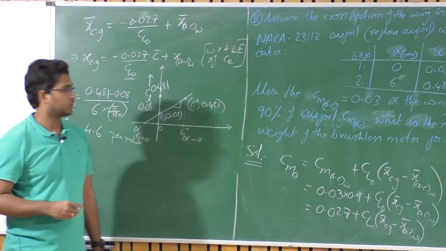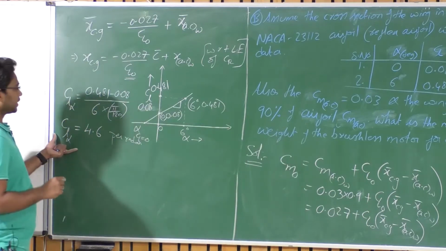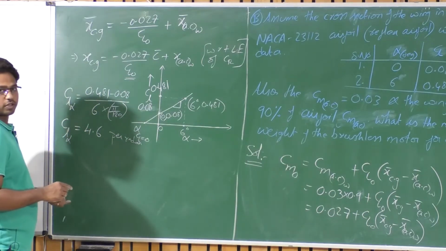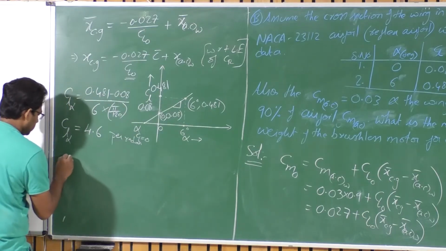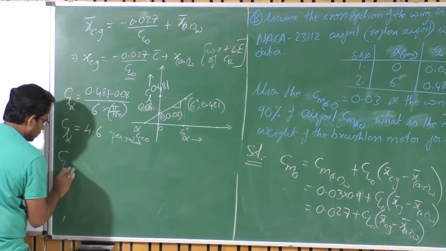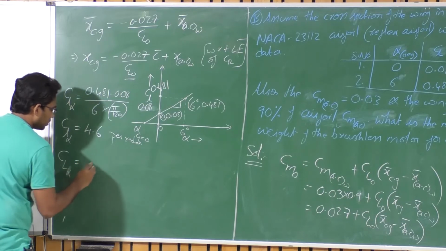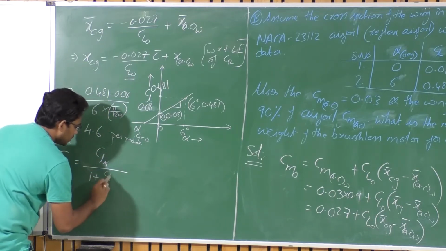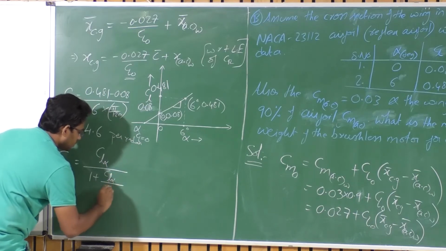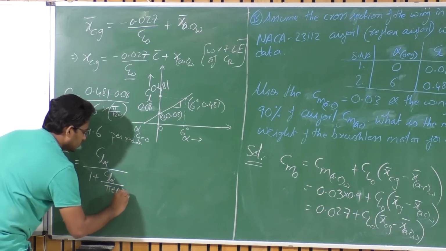Okay. Now I have 2D CL alpha. I will be able to find out 3D CL alpha. Am I correct or not? So how can I do that? So 3D CL alpha is equal to CL alpha 2D upon 1 plus CL alpha 2D over pi E AR.